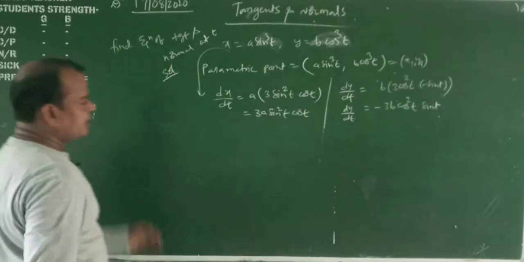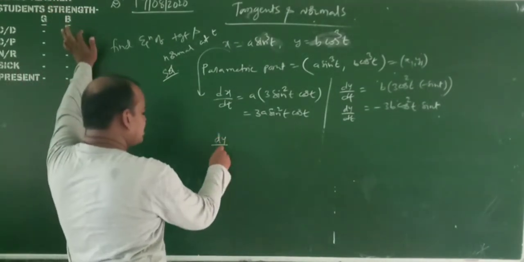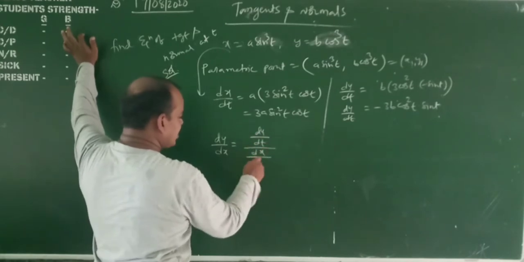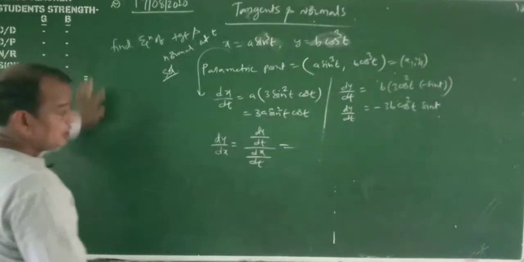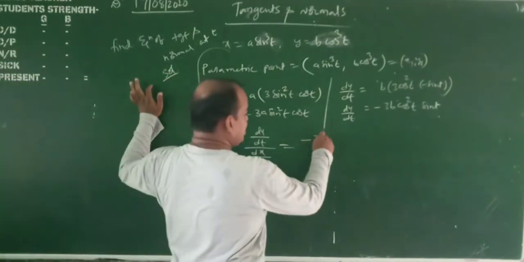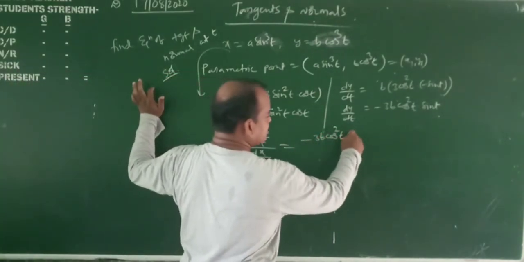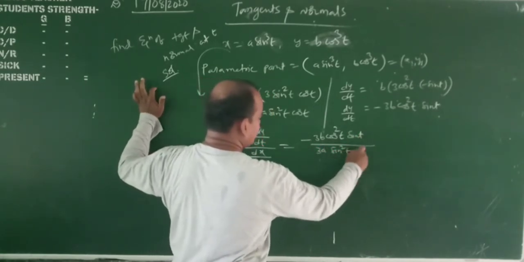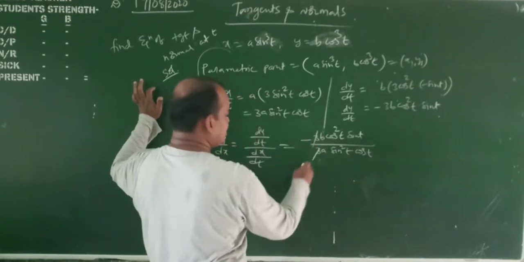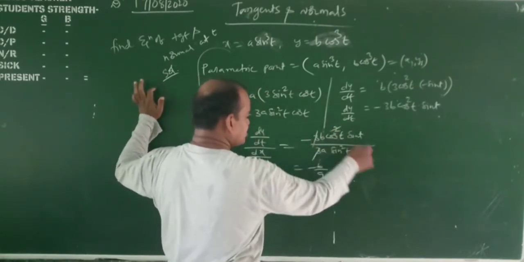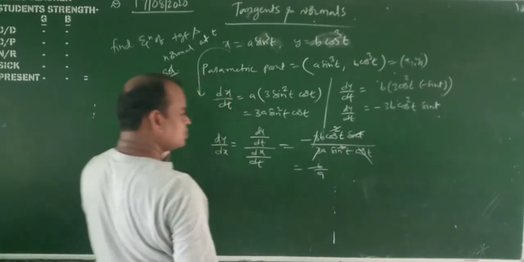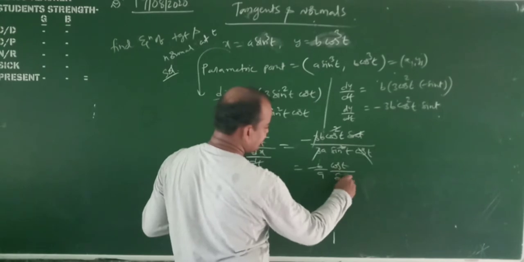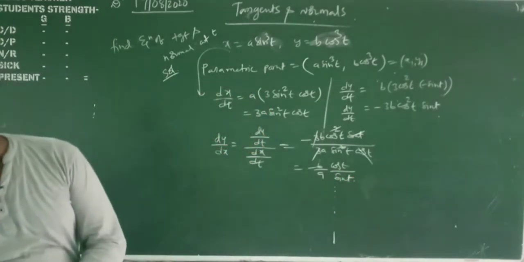Now dy by dx is equal to dy by dt divided by dx by dt. Okay, my dear students. That gives minus 3b cos square t sin t by 3a sin square t cos t. The 3 cancels, and cos and sin factors cancel, leaving minus b by a into cos t by sin t. Cos by sin is cot t.